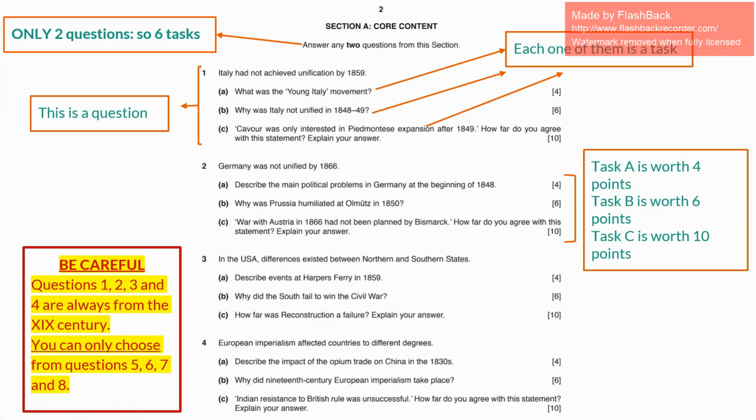This is the second page of that paper. This is a paper that is uploaded on the Cambridge website, so it's a past paper. You will see, for example, here, by the way, questions 1, 2, 3, and 4 are always based on the 19th century, and questions 5, 6, 7, and 8 are always based on the 20th century. So if you're sitting for the 20th century option, just don't look at 1, 2, 3, and 4, so you don't get confused. And if you're sitting for the 19th century option, 1, 2, 3, and 4 are the ones that you must look at.